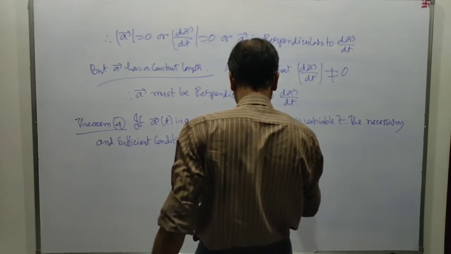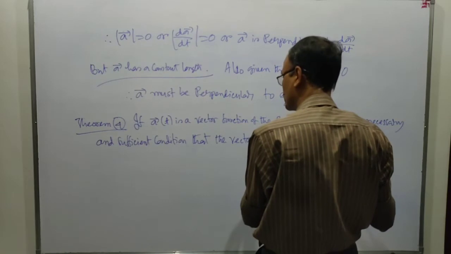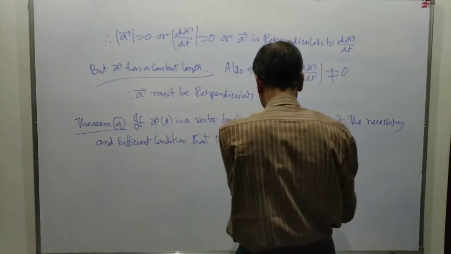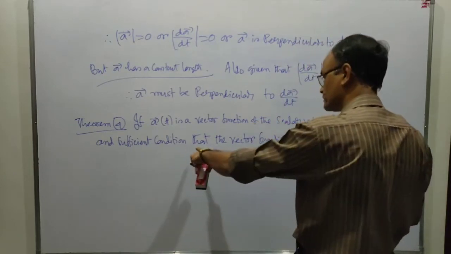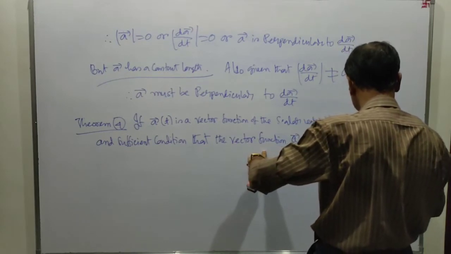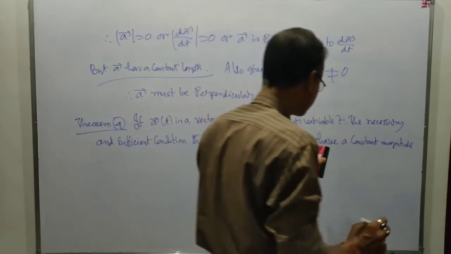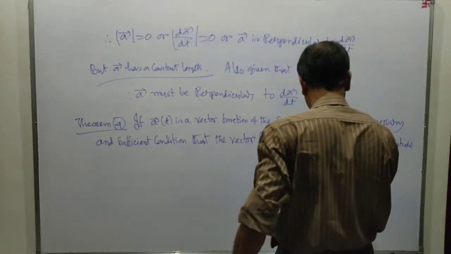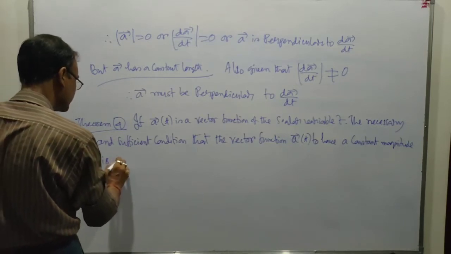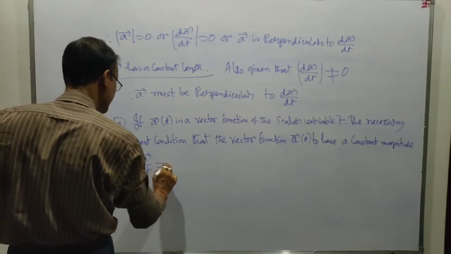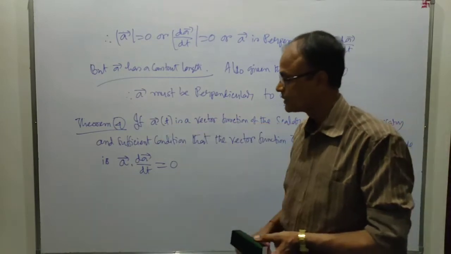A vector of T have a constant magnitude is that A vector dot dA vector by dt equals 0. A vector is a vector function of the scalar variable T.